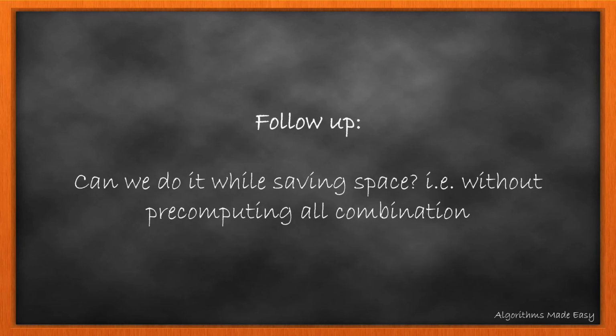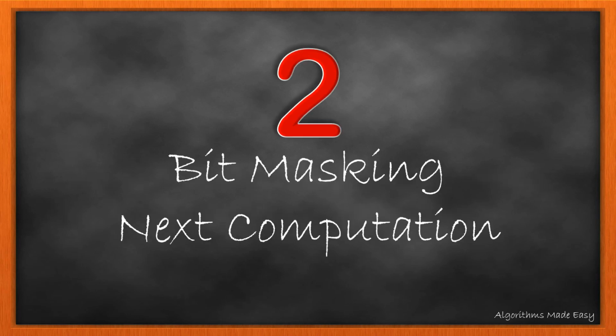Now the follow-up that you can expect is how we can solve it without using this much space, that is, without pre-computing all the combinations. Note that it is not possible in backtracking, and thus you will get stuck if you use this approach in a coding interview. The solution is bit masking. Now bit masking can also pre-compute the combinations all at once, but since we have already seen that approach, let's try the next computation now.